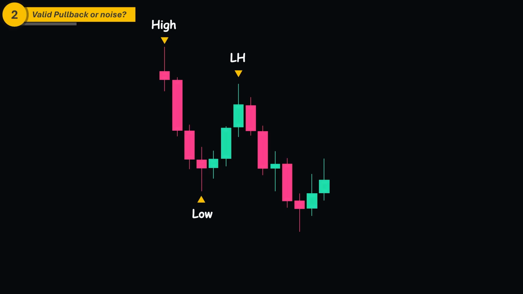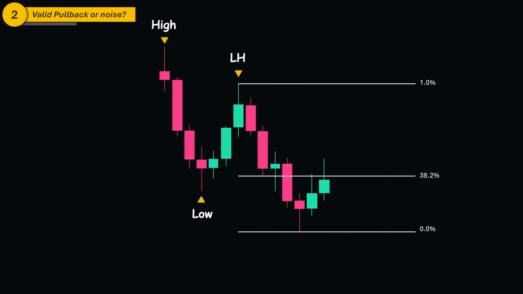For example, let's find out if this move is a valid pullback or just noise in the price movement. If we apply the Fibonacci retracement tool from the start of the impulsive move to its end, we'll see that it has reached the 38.2% level. This confirms that the move qualifies as a valid pullback.